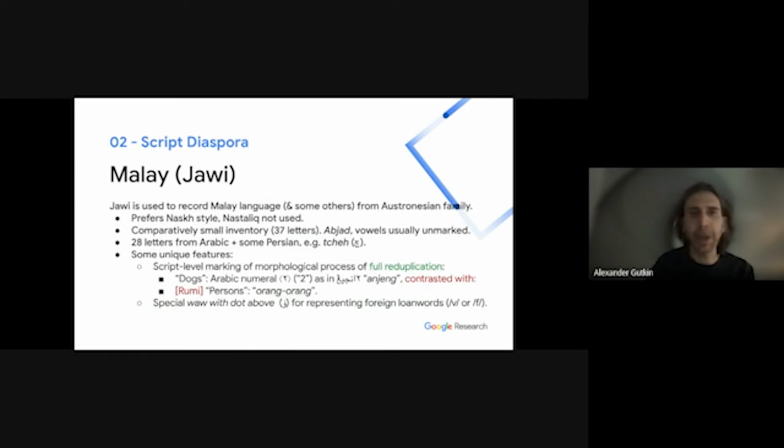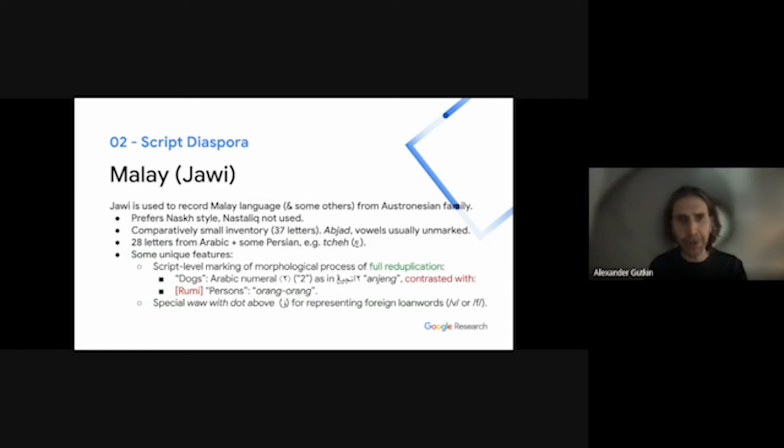The next language is Malay. The Malay Perso-Arabic orthography is called Jawi, and it's used to record Malay and also some small Austronesian languages of Indonesia. But Jawi nowadays is primarily used in the Sultanate of Brunei. It's an official script. Jawi has a comparatively small inventory, only 37 letters, and vowels are usually completely unmarked, making it a perfect abjad. Similar to other languages, it was originally derived from Arabic through Persian, and it has some Persian letters, such as che.